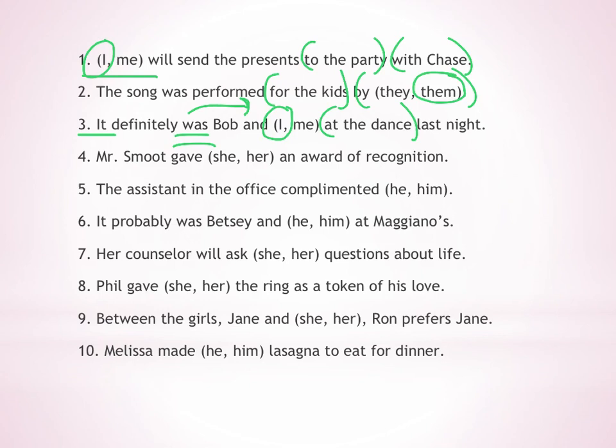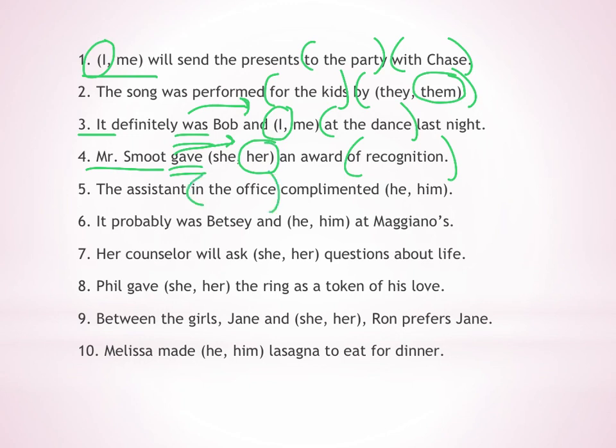Number 4, of recognition. Nothing there. Mr. Smoot, nothing there. Verb is gave. Gave is not on the being verb list, so when I choose the pronoun after it, I'm going to choose the objective pronoun.